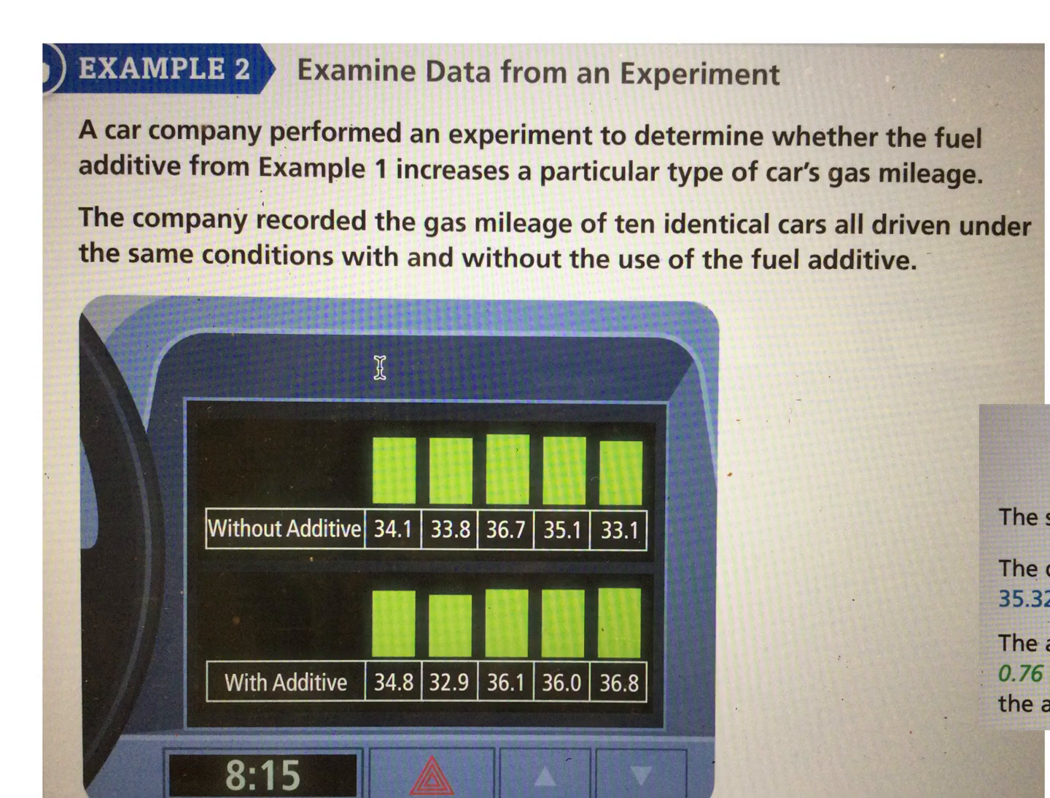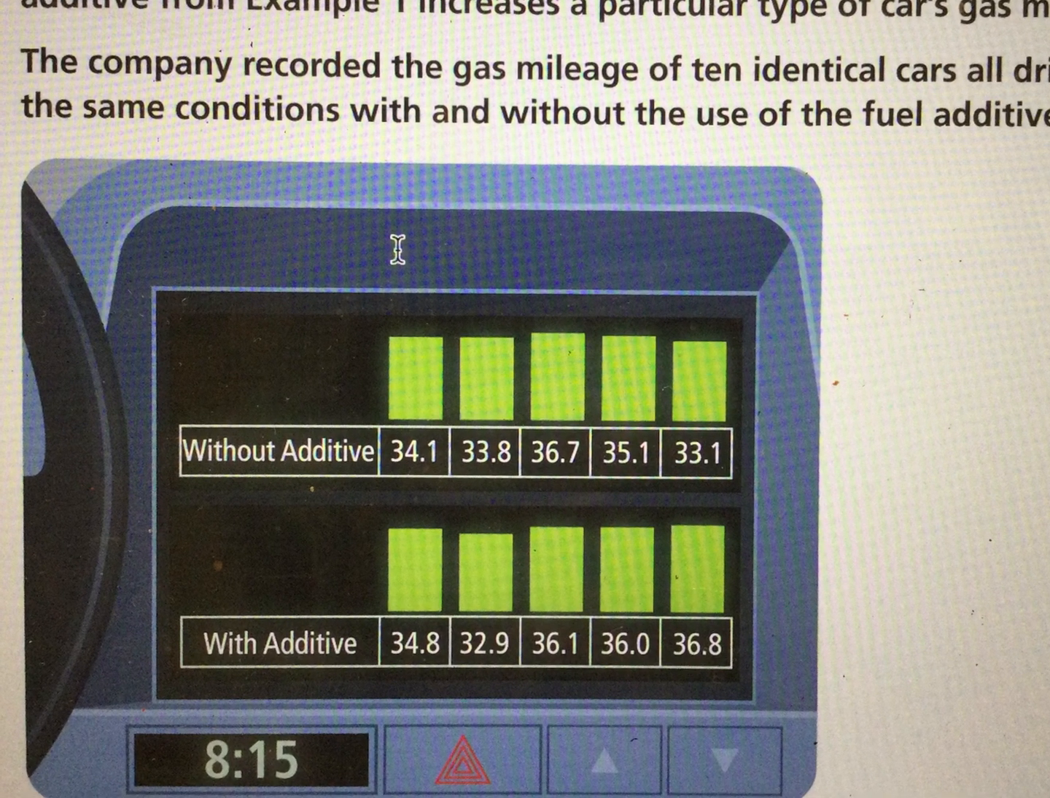All right, so in this last example, we're going to talk about how to examine data from an experiment. This is going back to that first example we did, talking about a car with a fuel additive that supposedly increased the gas mileage. If you look at this data as it's given, you would see that on average, without the additive it appears lower, and with the additive it looks like in a lot of these cases the fuel economy increased.